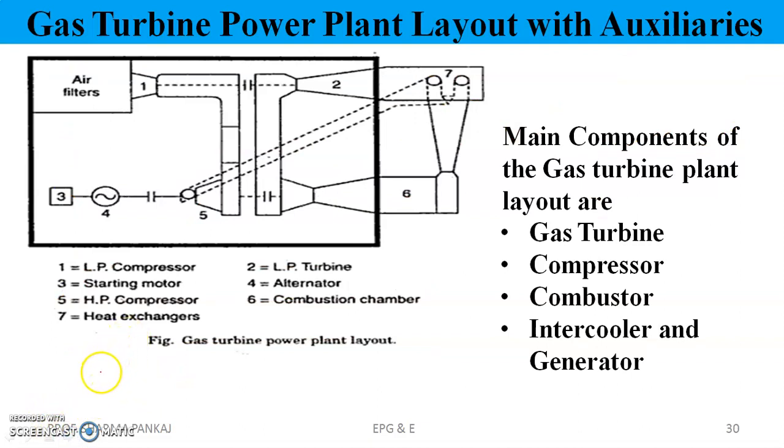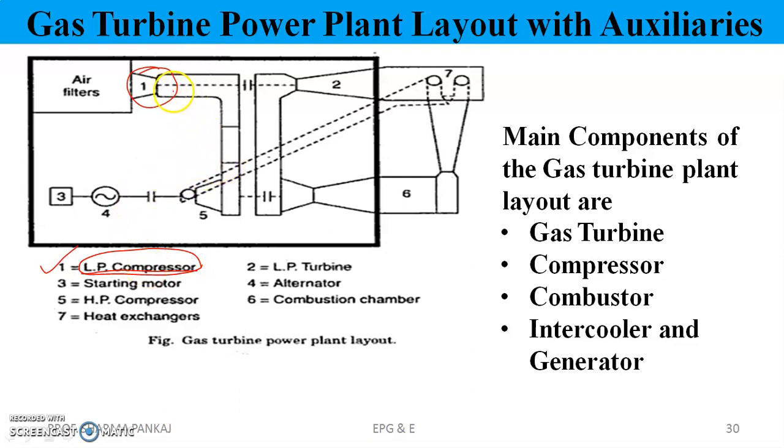Let us move towards the next topic of this section, the gas turbine power plant layout with auxiliaries. We are going to learn about the layout of gas turbine power plant and what are the necessary auxiliaries it demands. See this? The point number one is low pressure compressor. It is written here, low pressure compressor.